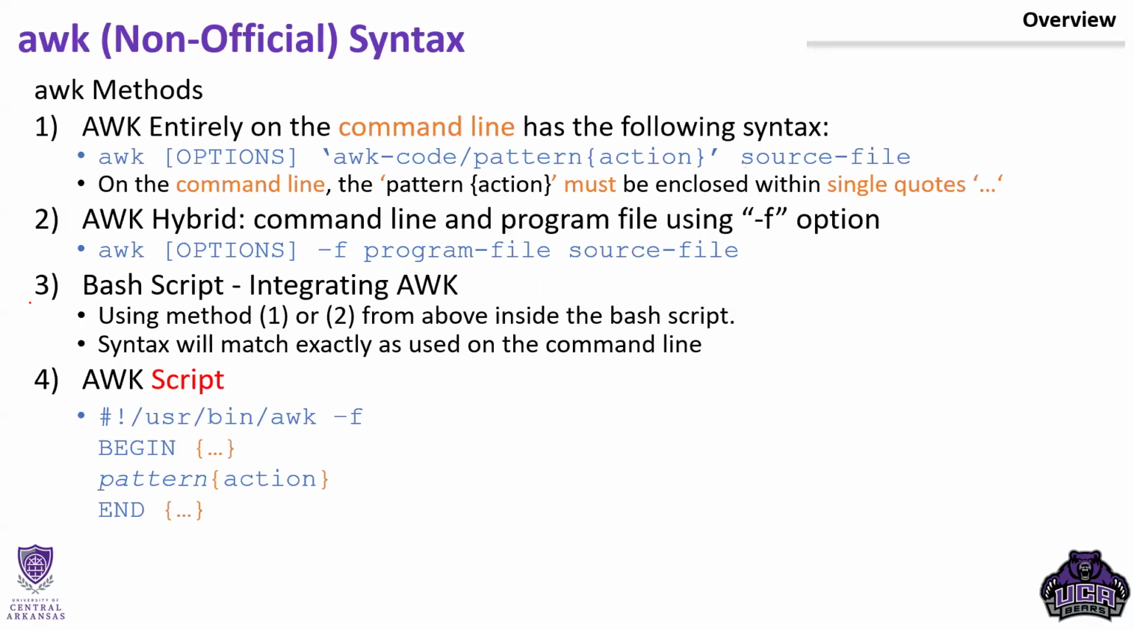Then there's a third method here, and that is using method 1 and 2 within a script, because everything that we do on the command line, we can do within a script. So both of these right here, we can do straight on the command line, or we can do that right within a script. No difference. And then there's the fourth one right here, and that is actually writing just an awk script, skipping bash altogether.